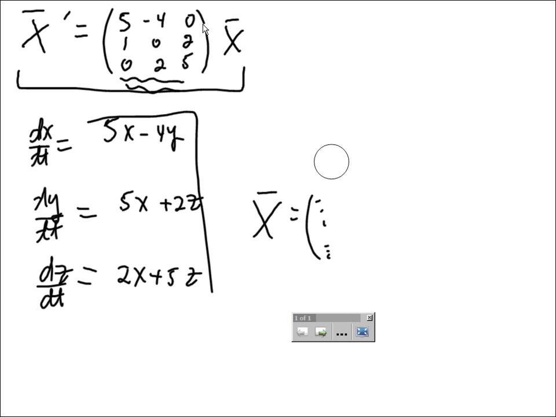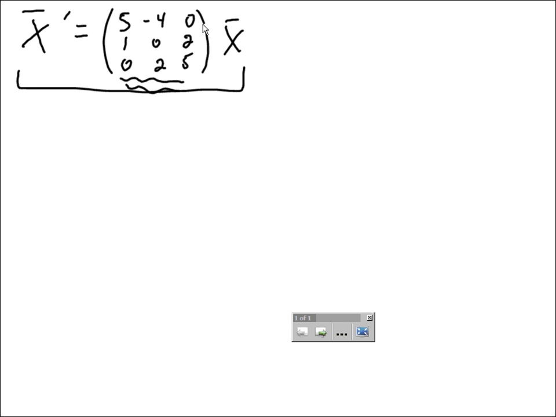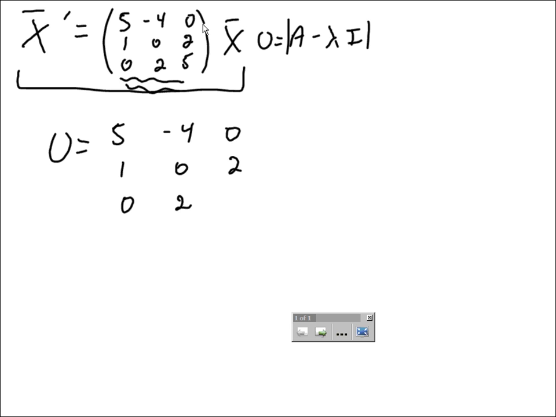Okay, so we're going to do this the same way as always. We want to find the determinant of A minus lambda I, and we're going to set it equal to 0. That just means that we write down A, and on the diagonals, we take away lambda. And 0 take away lambda is just negative lambda.